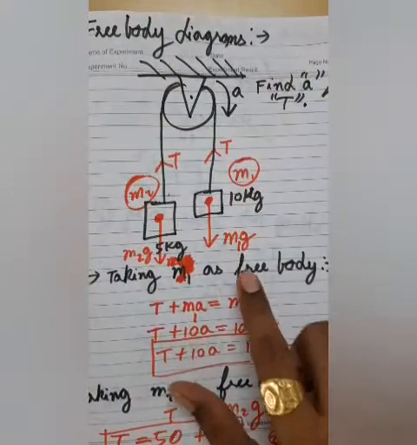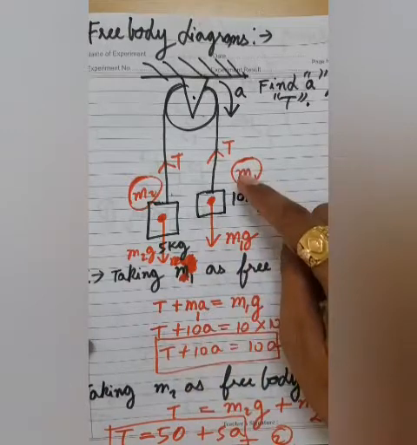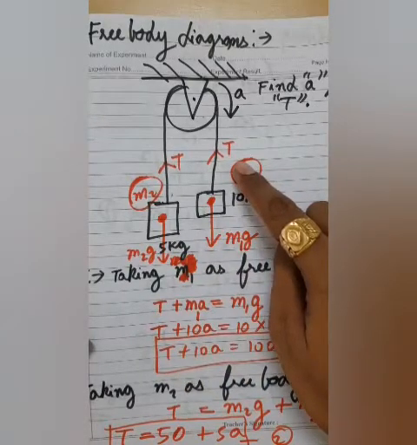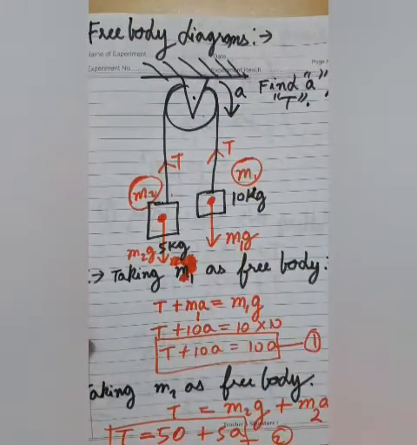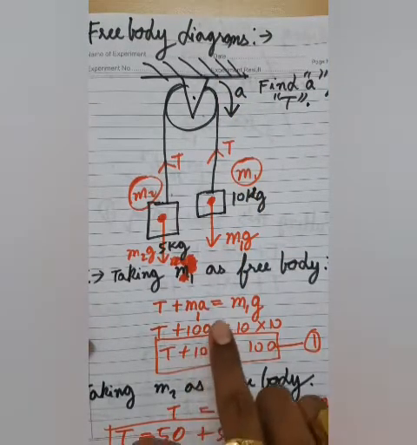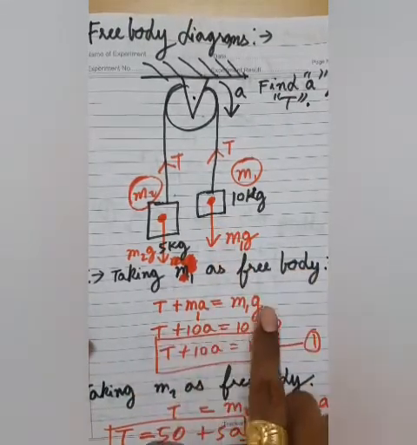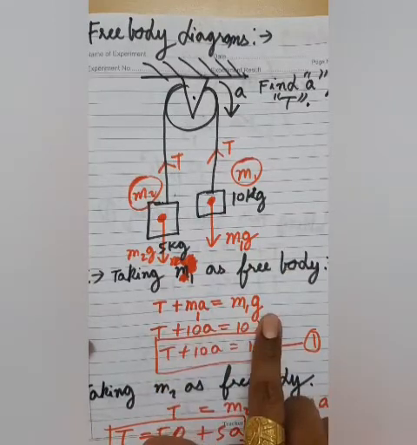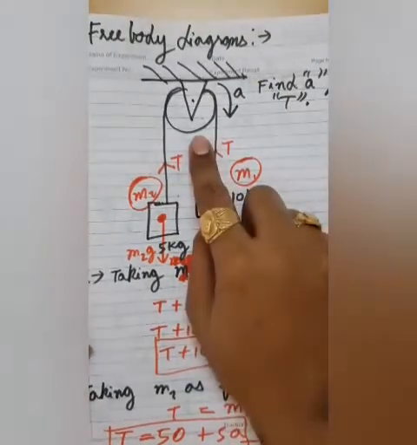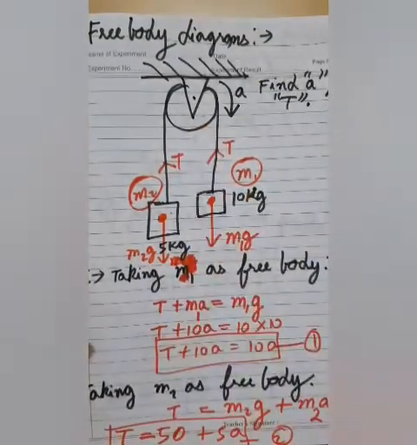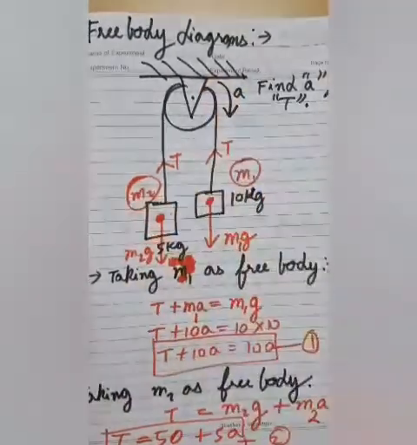Over here, a force m1g acts downwards, and in the opposite direction there is a force which is tension, and obviously the acceleration is in this direction, that is clockwise. Now the equation would be T plus m1a is equal to m1g. How did we find this equation? Actually T and m1g should be equal so that the system is in equilibrium, but they are not equal. That's the reason it is moving in this direction, that is clockwise.